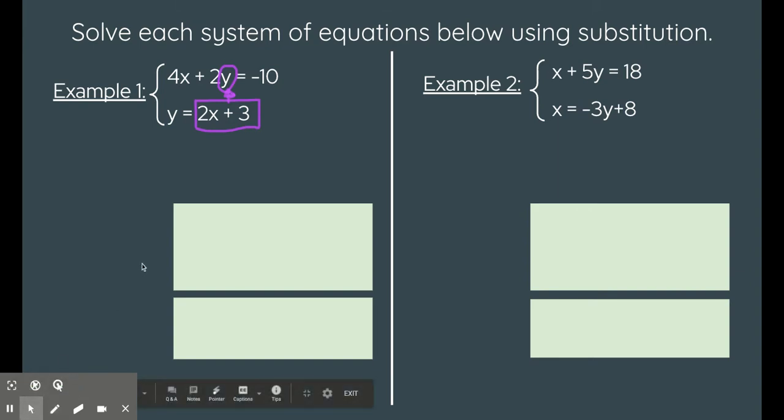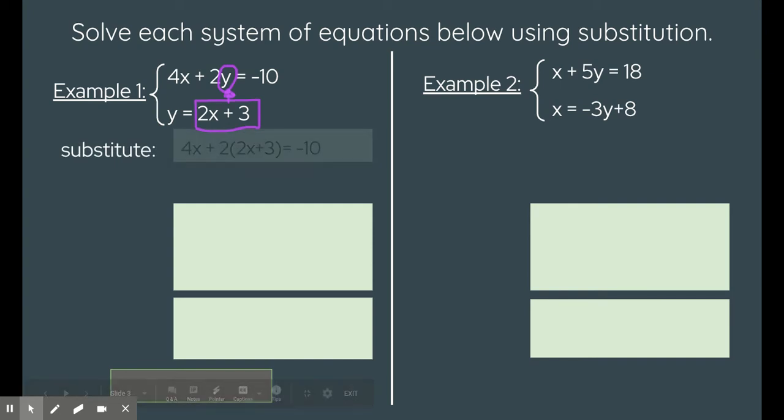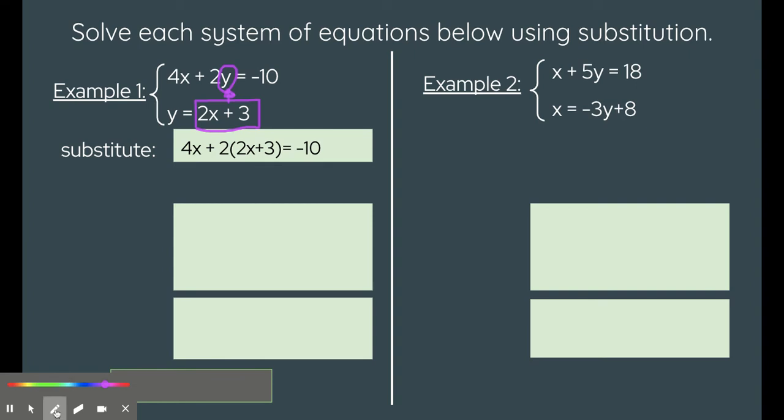This is what that's going to look like. So you're going to substitute it in. You have your 4x plus 2. That stays the same. And then instead of y, you're putting 2x plus 3 in parentheses. Only the y is getting replaced by the 2x plus 3. Every other piece of this problem stays. That's substitution.